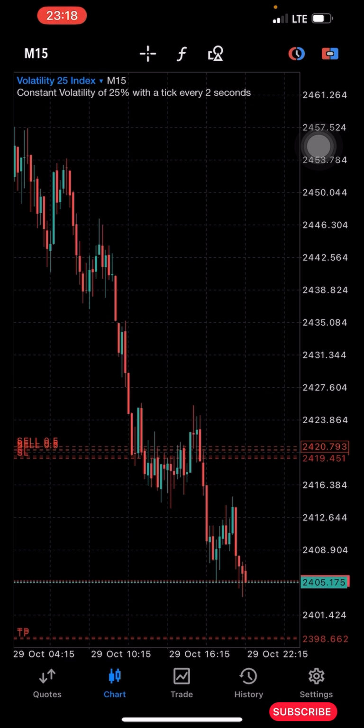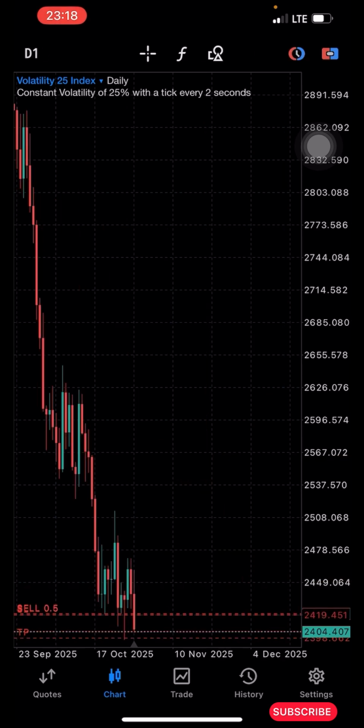Without wasting much of our time, I'll be heading to the daily time frame where I normally like to do my analysis, down to the 15 or the 5-minute time frame where I look for my entry patterns or entry conditions. So now I will be going to the daily time frame.